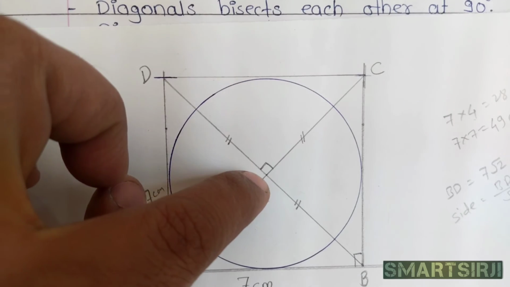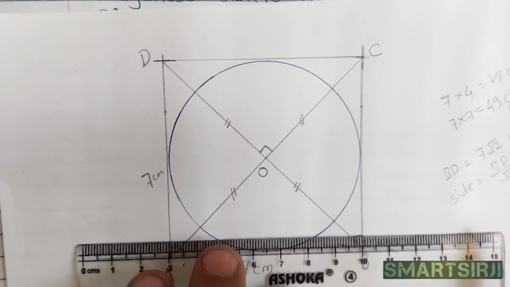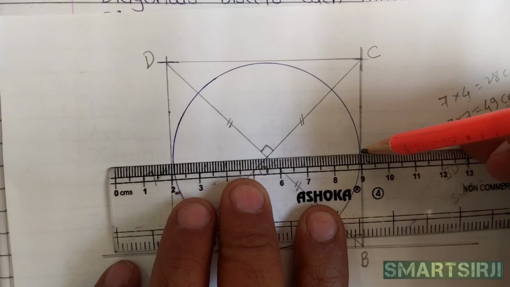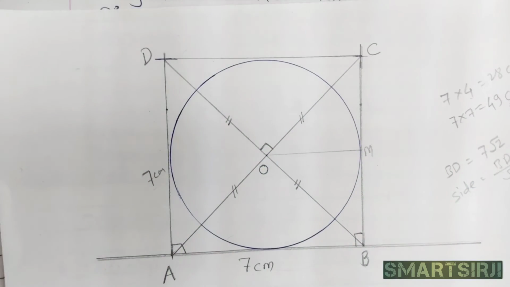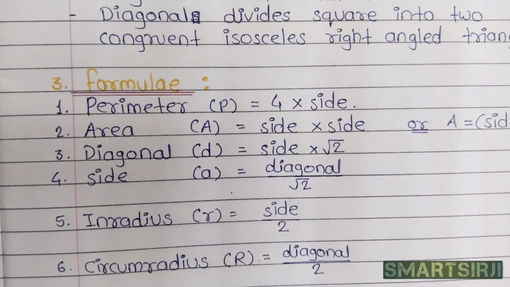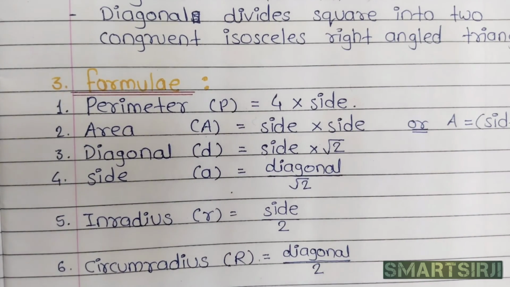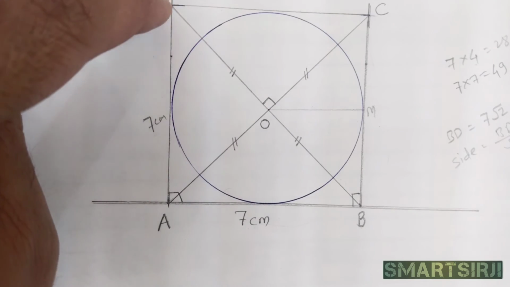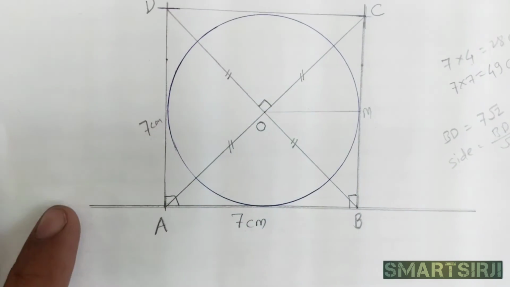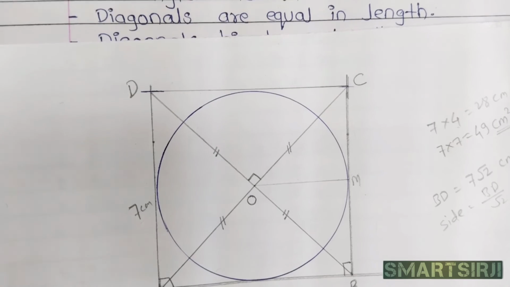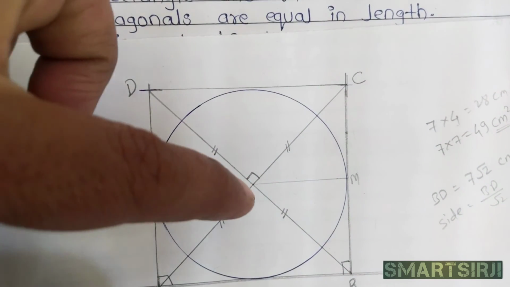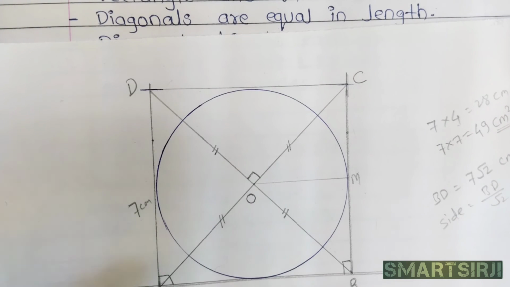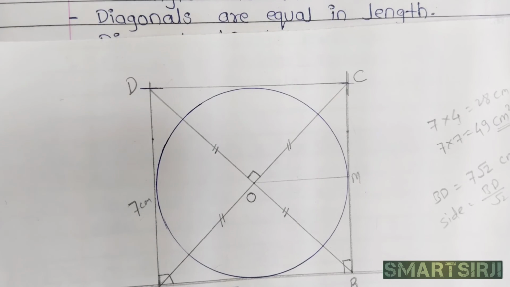Suppose we give this distance the name OM. So OM is the inradius. Then the last is the circumradius. The circle passing through all vertices is called the circumcircle, and that radius is called the circumradius. In this case, OC or OD or OA or OB, any one of those four segments is the circumradius. So its formula is half of the diagonal.